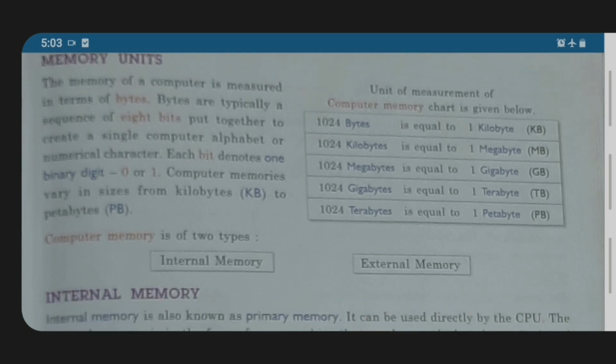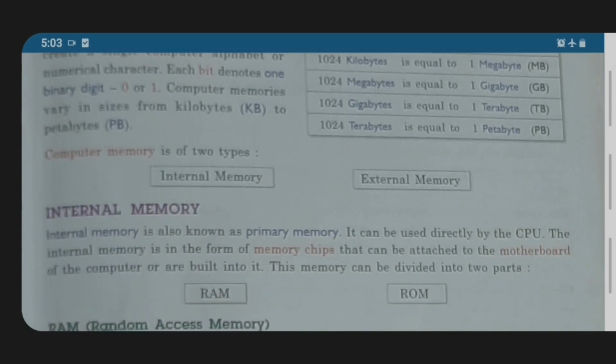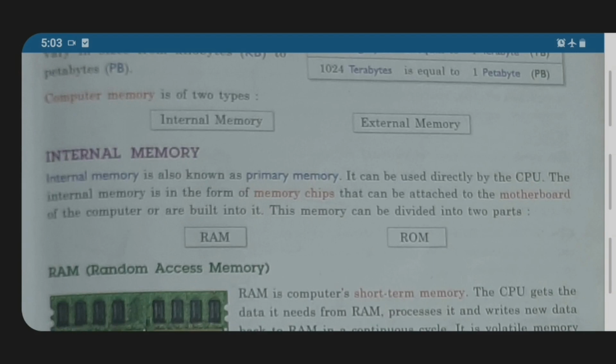Okay, now we'll see that computer memory is of two types, that is internal memory and external memory, which are also called primary memory and secondary memory. What is internal memory? Internal memory is also known as primary memory. It can be used directly by the CPU. The internal memory is in the form of memory chips. It can be attached to the motherboard of the computer or built into it. This memory can be divided into two parts, that is RAM and ROM. So now we will study what is RAM and what is ROM.